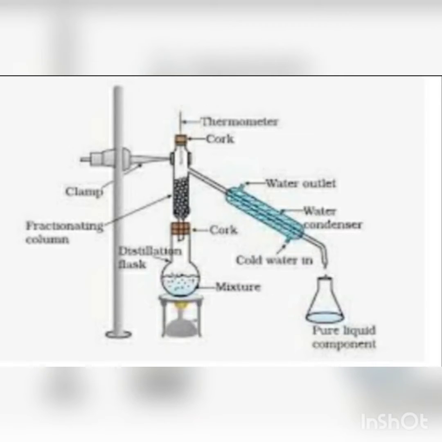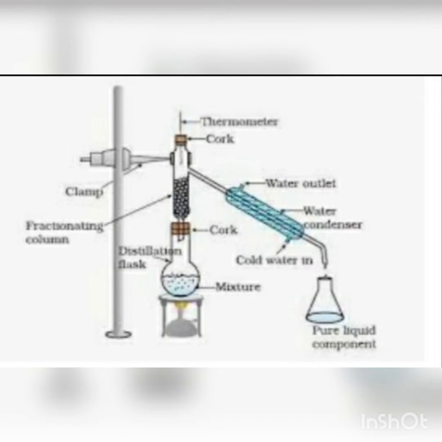The principle of fractional distillation is that different liquids boil at different temperatures. The component with lower boiling point vaporizes first. It is collected and allowed to pass through the condenser to liquefy. The component with higher boiling point is left behind.